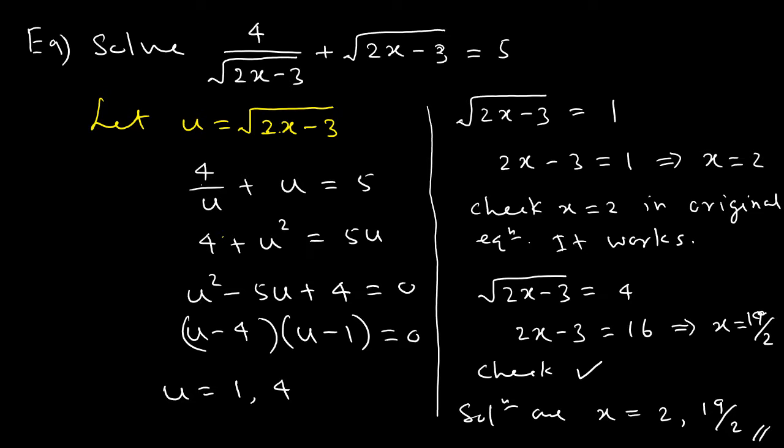And let's do another one of a similar type. We can try this problem. Let's say, solve 6x plus the square root of 3x minus 2 equals 7.